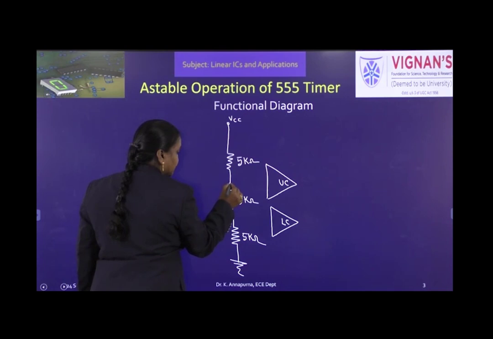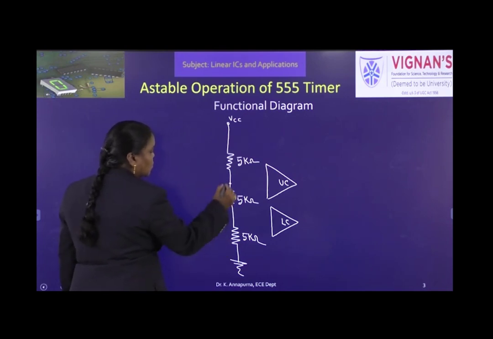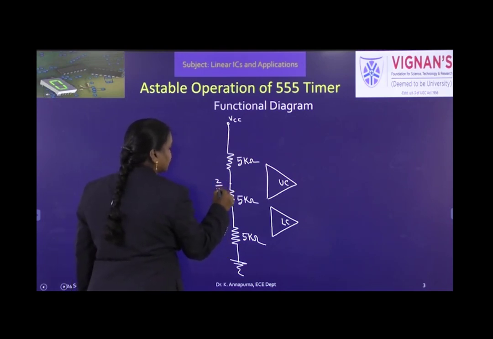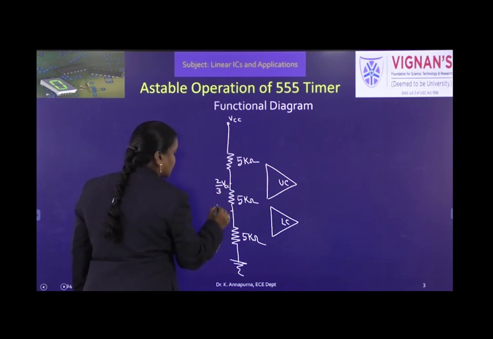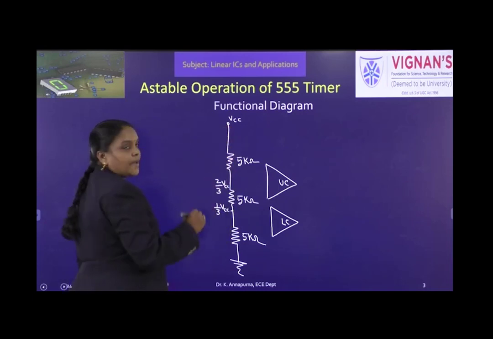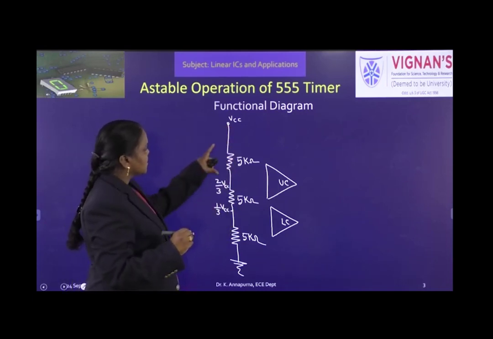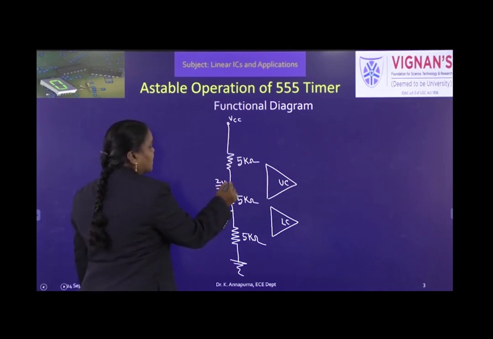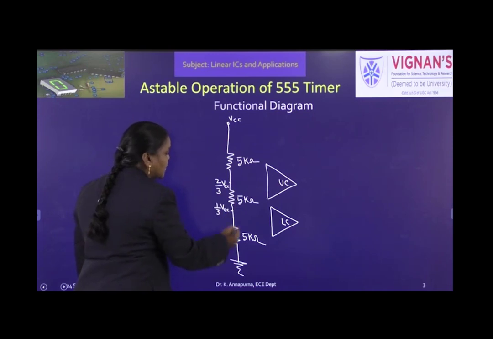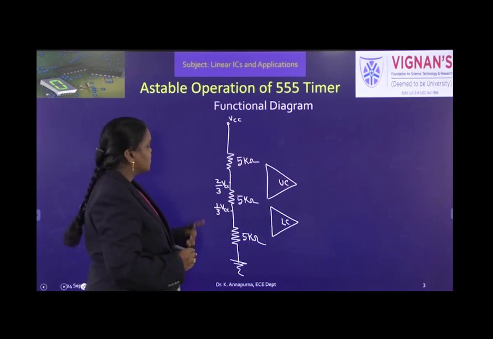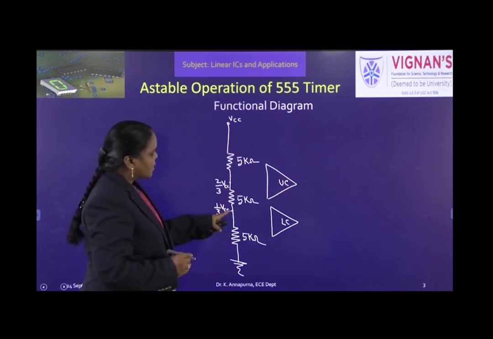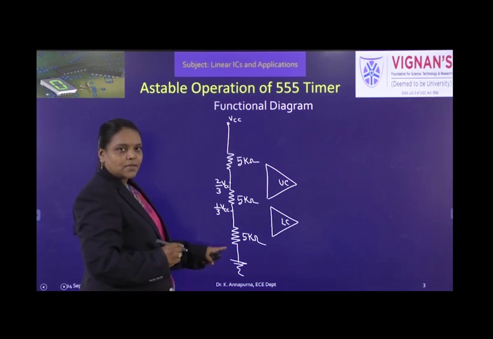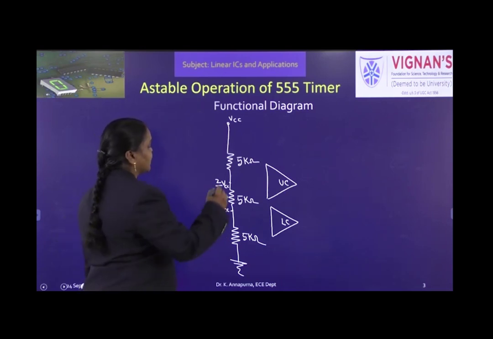So from this point it means 2/3 VCC, and from this point it is 1/3 VCC. VCC is equally divided among these 3 resistors. Across each resistor, 1/3 VCC will be available. We are taking voltage from this point, and from this point to ground it is covering 2 resistor drops. So it is 2/3 VCC. From here it is only 1 resistor drop. So it is 1/3 VCC.